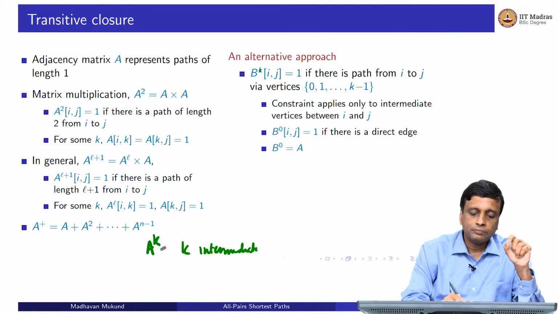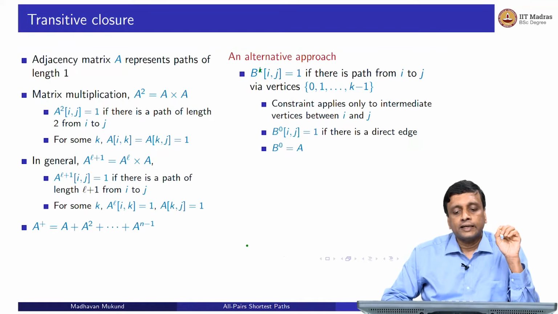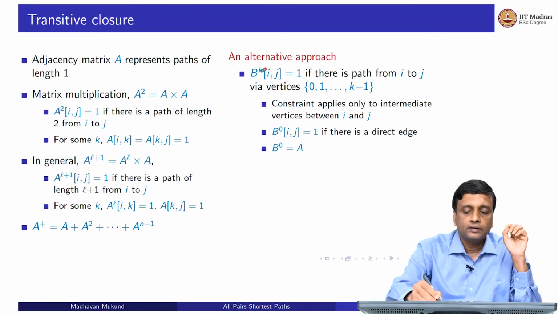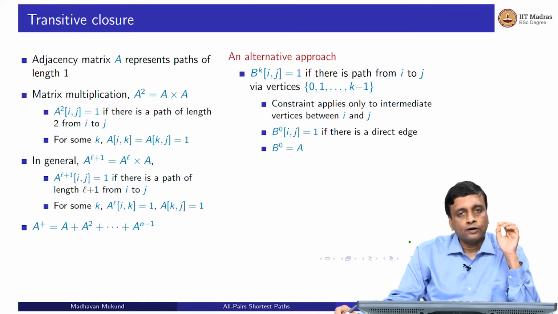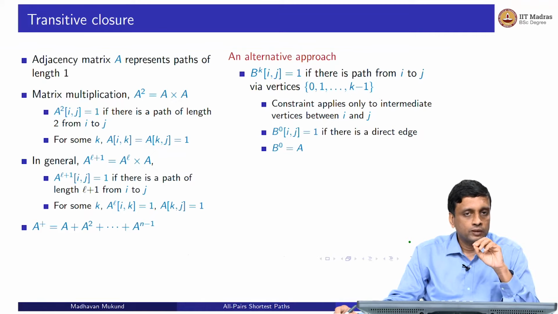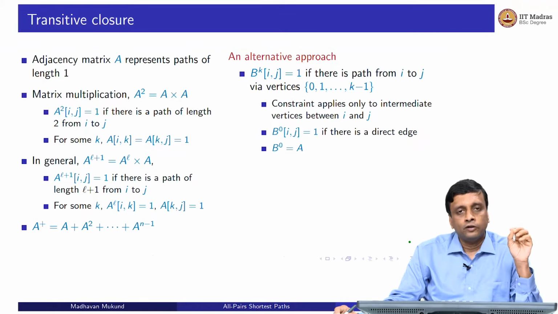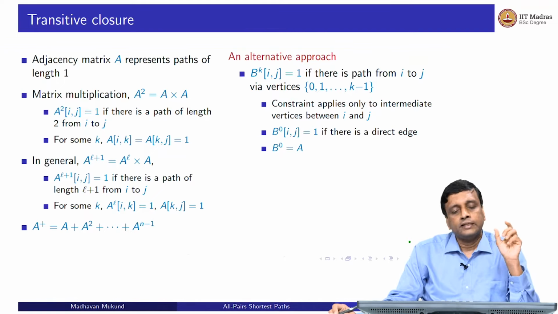Here I am going to capture not the length of the path, but the names of the vertices which I can see on the way, right. So, here if I look at B_k of A_ij, what it is describing is that I can go from i to j by using vertices only from 0 to k minus 1, right. It is not telling me how many of these vertices I use or what is the length of the path, it is just constraining the choice of vertices, right. And of course, i and j are not constrained by this.